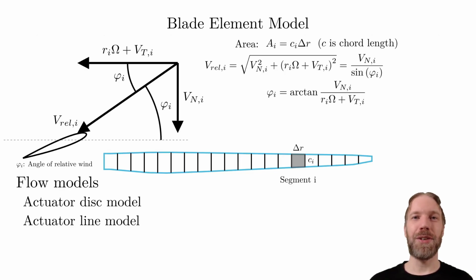Instead, we will use a model that is very fast and much simpler to implement. That is the momentum model, which is the same model we used in the previous video, when we derived the best theory and the wake rotation. In this model, we describe the flow velocity at the turbine using the induction factor A, which describes how much the flow is slowed down by the turbine.